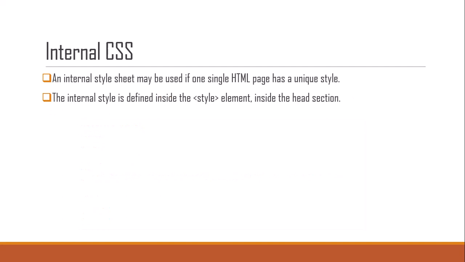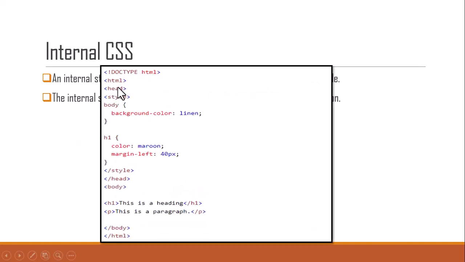The other style sheet type is called internal style sheets. So an internal style sheet may be used if one single HTML page has a single style. So if you want to apply a style for only one web page, you can use internal CSS. The internal CSS is defined inside the style elements, and it should be inside the head section. Always internal CSS are put inside of head elements.